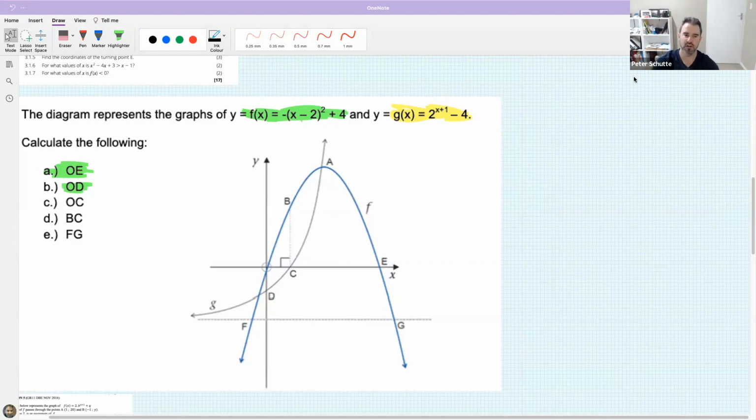Where is O? O is over here. So O is the origin. So OE would be that distance, and OD would be that distance. So you need to think about what relationship in the formulas do you need to exploit to help you here.